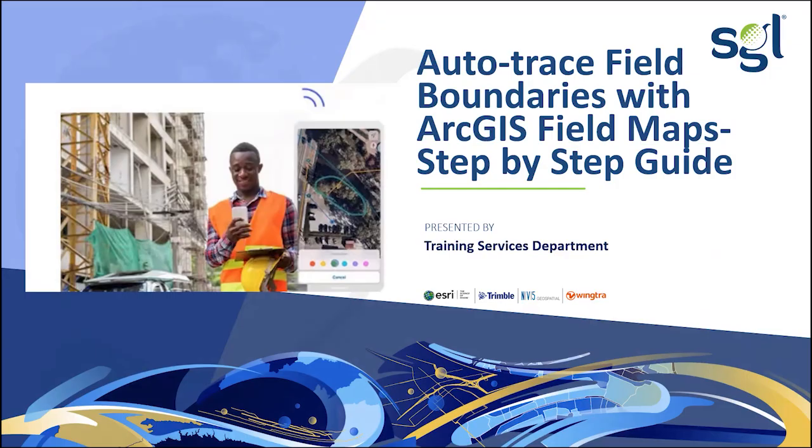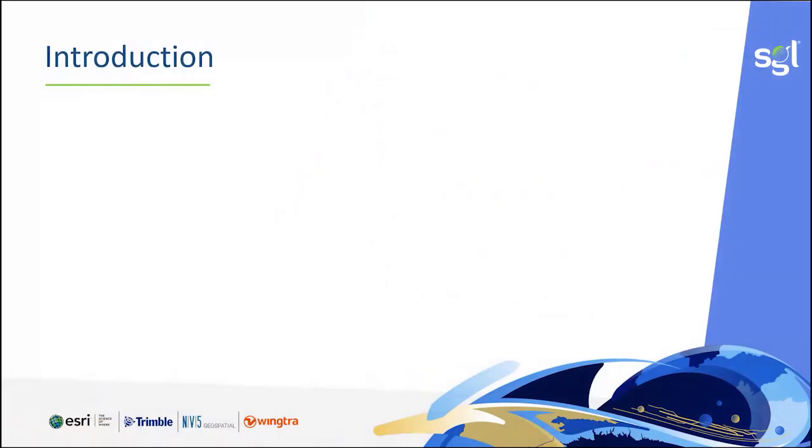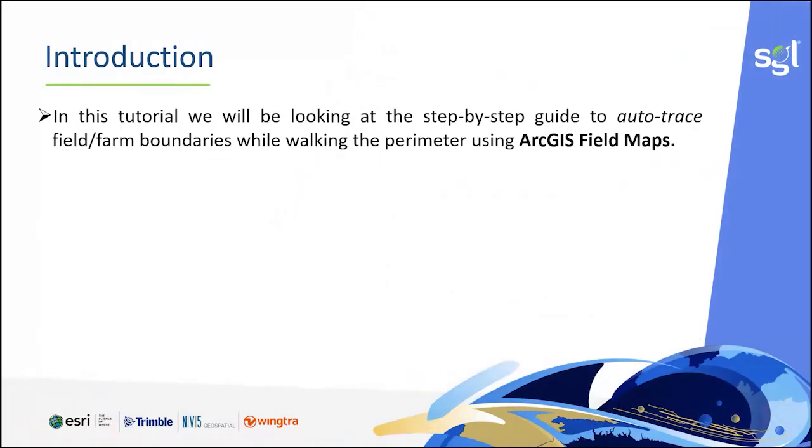We'll be looking at auto trace field boundaries with ArcGIS Field Maps. That's the step-by-step guide all through this training tutorial video. We'll quickly go through the introduction to this training. In this tutorial, we'll be looking at the step-by-step guide, as I've mentioned earlier, to auto trace field slash farm boundaries or any feature boundaries while walking through the perimeter using ArcGIS Field Maps.